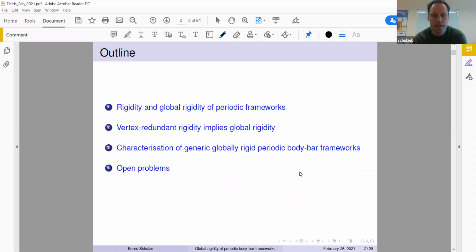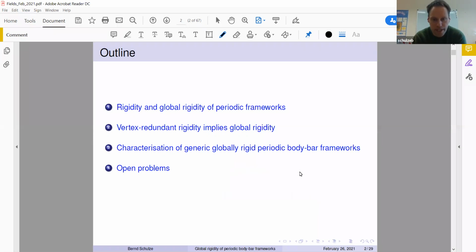switch slides. Yes, okay, so here's my quick outline. I will start by reviewing the basic definitions of rigidity and global rigidity for periodic frameworks. And I will mention some of the key results in this area. And then I will mention the key result really that we found.